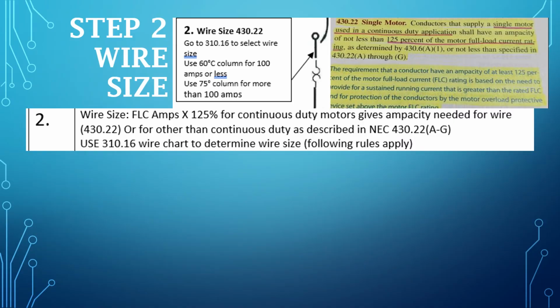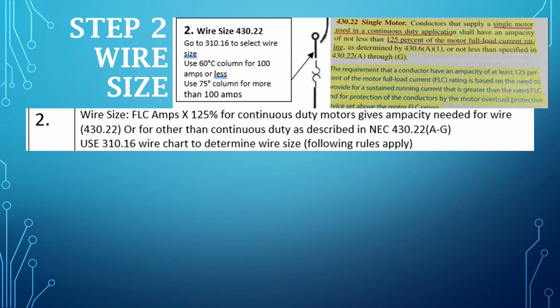That's step 1. Now we move on to step 2, which is wire size. To choose our wire size, we're going to take the full load current from the last step. We've found our full load current in amps for each of these. And then if it is a continuous duty motor, we're going to multiply that full load current by 125%. Now, how do we know if it's a continuous duty motor? Well, any motor that runs more than 3 hours is going to be a continuous duty motor. So for a commercial application, basically all motors are continuous duty.